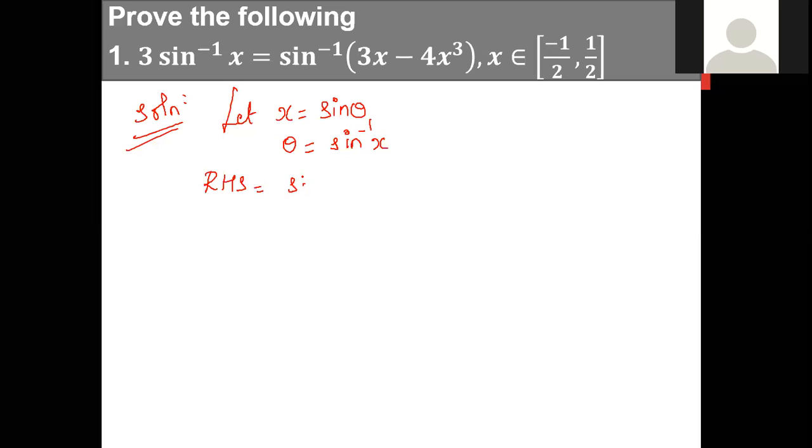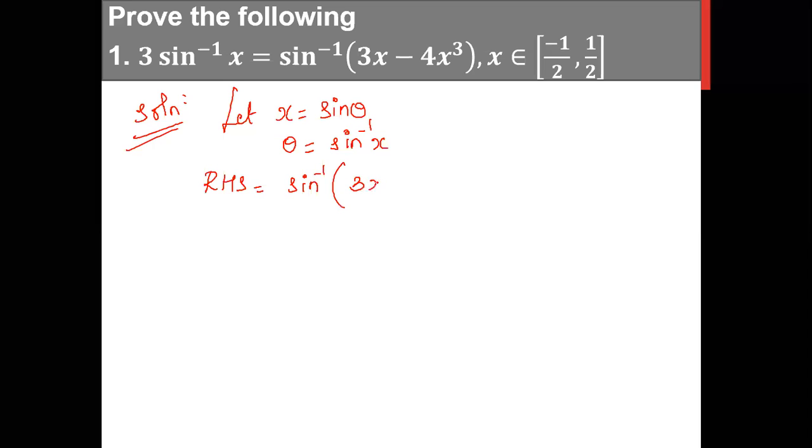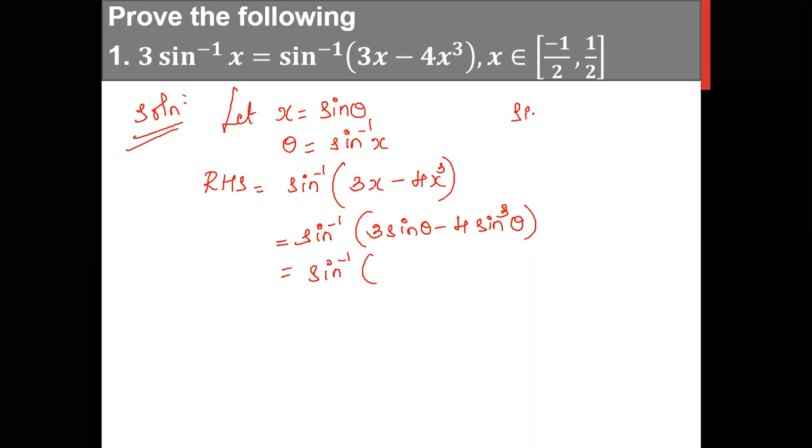RHS is sine inverse of 3x minus 4x cube. In place of x, we substitute x is equal to sine theta. So it is sine inverse of 3 sine theta minus 4 sine cube theta, since x cube is sine cube theta. What is the formula of sine 3x? It is 3 sine x minus 4 sine cube x.